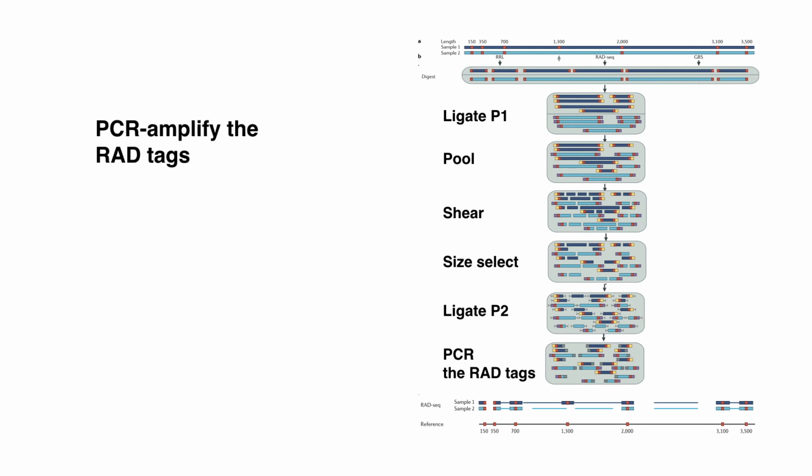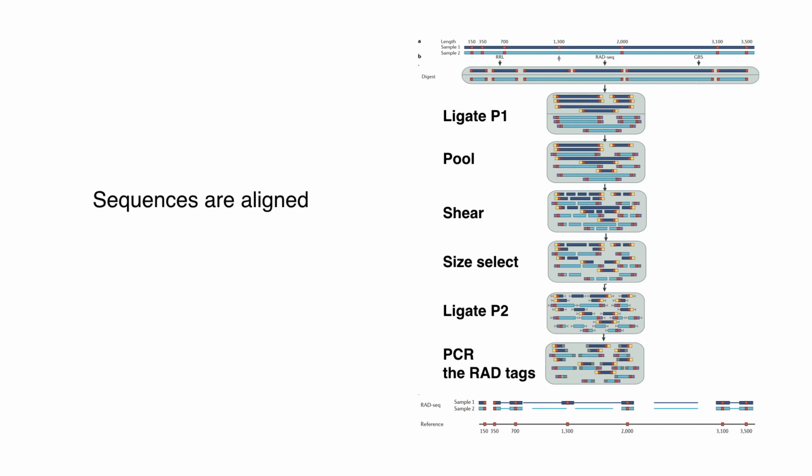PCR amplifies the RAD tags selectively. Only the fragments containing the P1 adapter, unique identifier, a restriction site, and a P2 adapter will be amplified. After all this, sequences are aligned and SNPs are identified, or called, through bioinformatic tools.